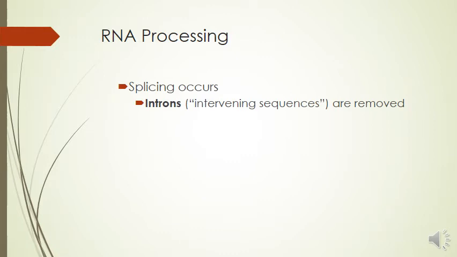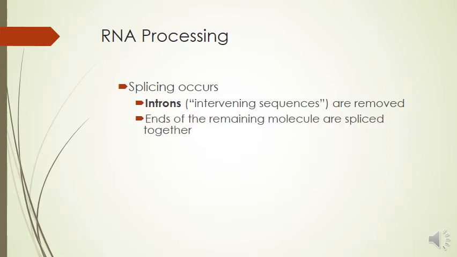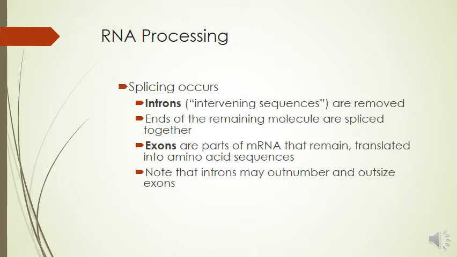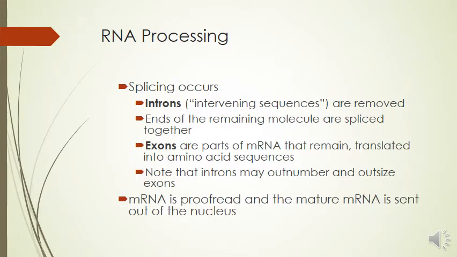When we look at the next part, the splicing occurs. The introns are the intervening sequences. They're removed, and the ends of the remaining molecules are spliced together. Exons are parts of messenger RNA that remain and are translated into amino acid sequences. Note that introns may outnumber and outsize exons. Messenger RNA is proofread, and the mature messenger RNA is sent out of the nucleus.